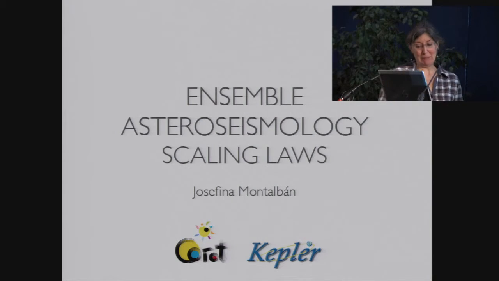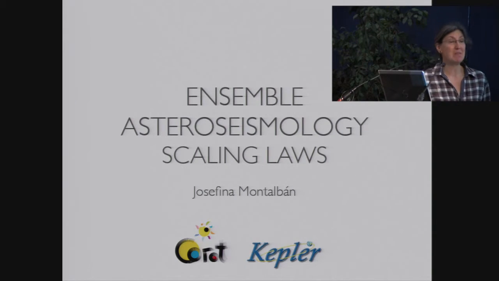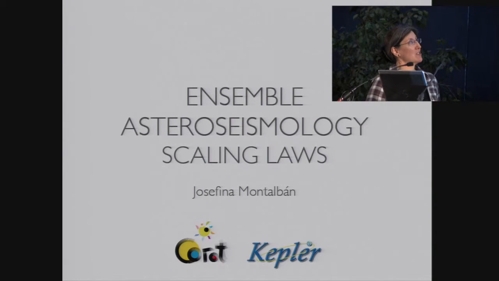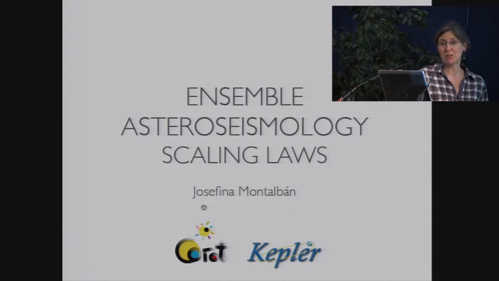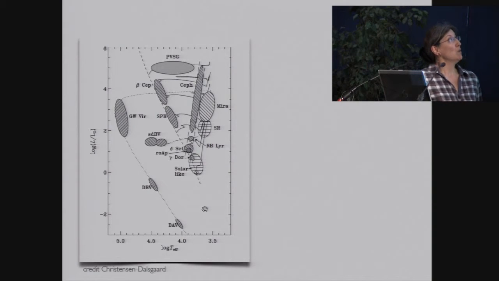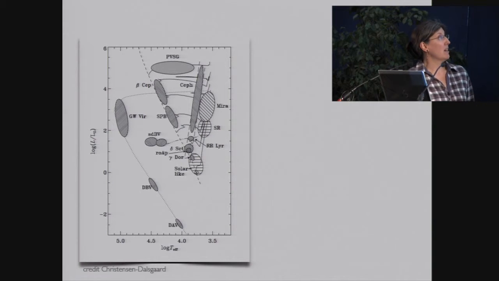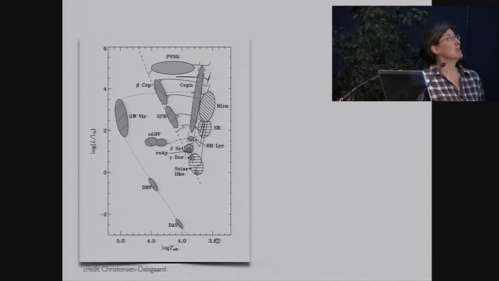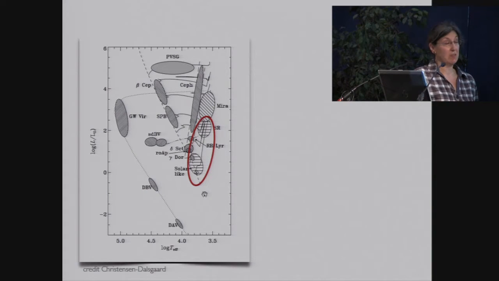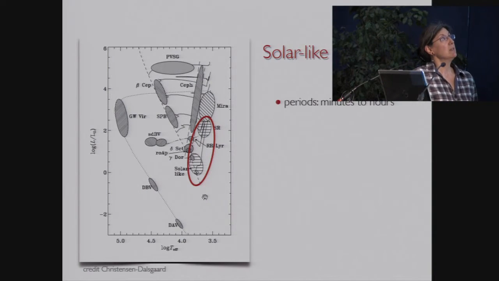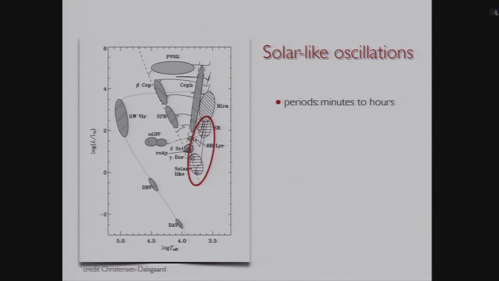So after the introduction, speaking about the importance of the red giants in the revolution of asteroseismology, I will speak about the possibility to study a lot of stars at the same time. So you see here the chart diagram with the pulsators, all in the main sequence and post-main sequence. And you will see all these variables during these days, but I will speak mainly on this part of the diagram, the solar-like oscillators, that have periods that change from minutes to hours.